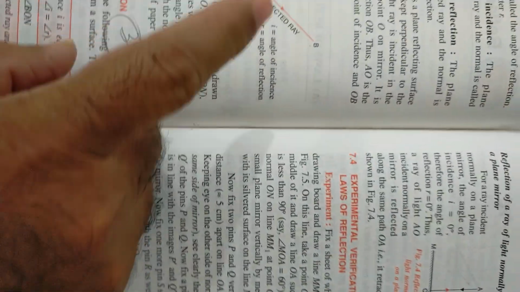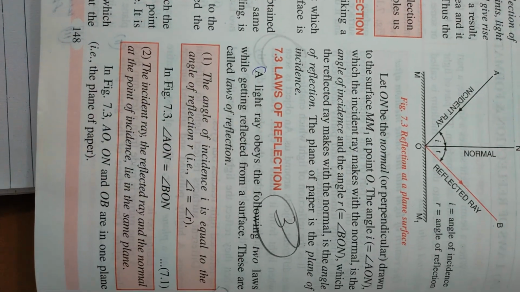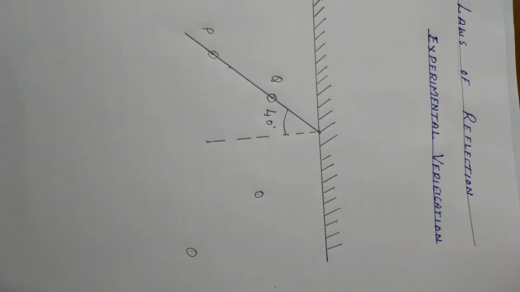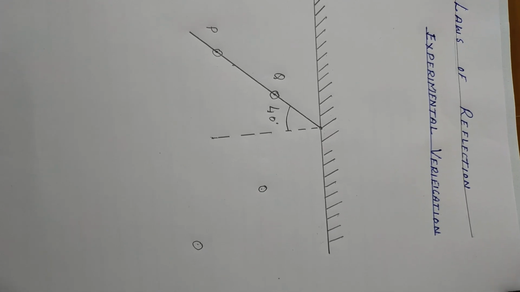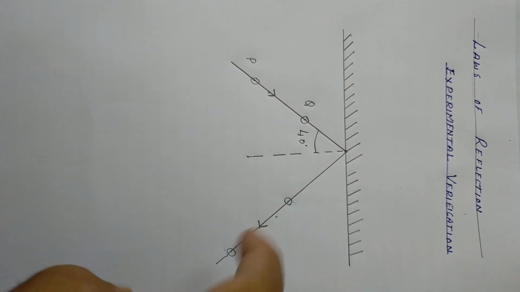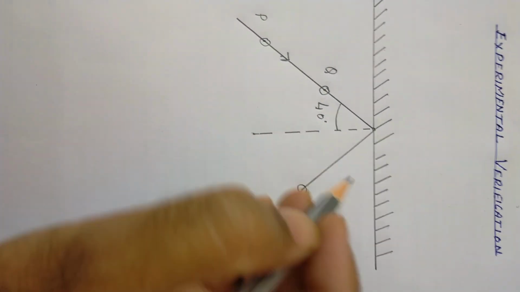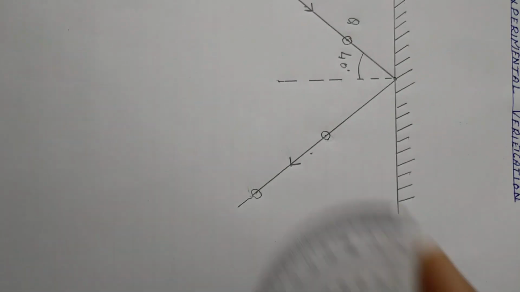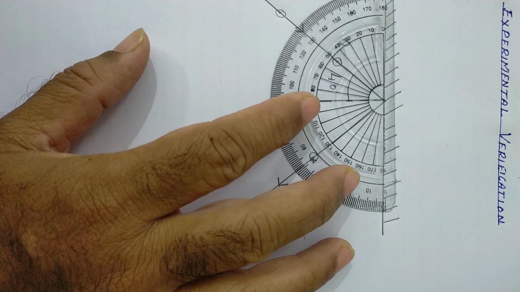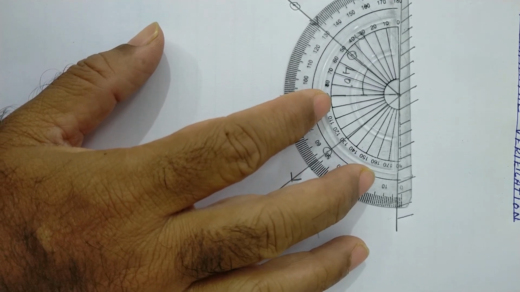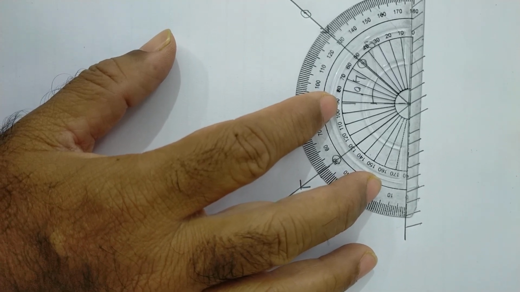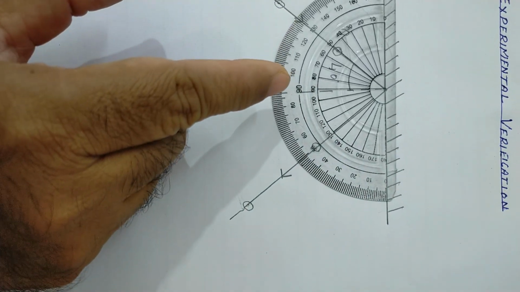Then we will see how we prove the second law. So let us join and see the reflected ray and angle of reflection. So we have joined the reflected ray and finally we will see what is this angle. So see, we put the protractor back.